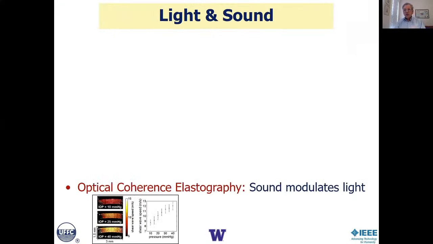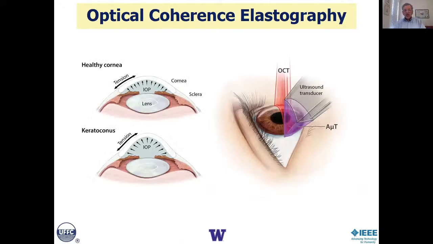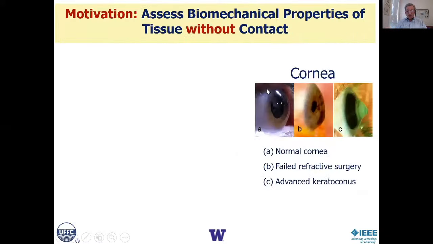Okay, so let's go to the last part, which is where sound tickles light. And the concept of this is optical coherence elastography. In this, as we'll see, we use OCT, optical coherence tomography, as the imaging source. So ultrasound will not be involved in the imaging. However, we're going to use ultrasound to modulate the tissue in a way which will be detected by the OCT system in order to look at the elastic properties of tissue.